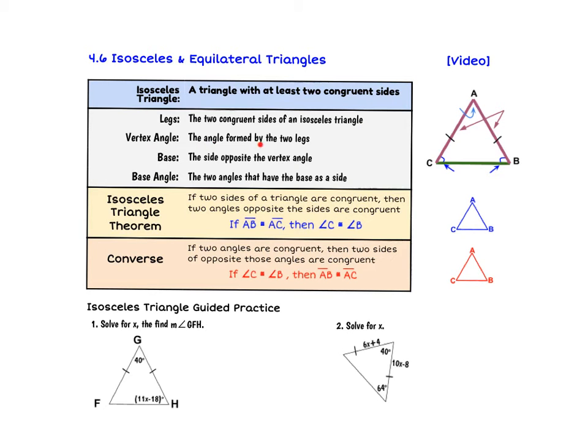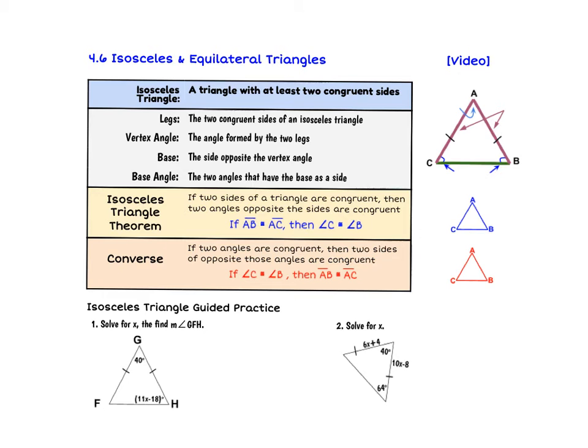Vertex angle, the angle formed by the two legs. So in this case, A here would be our vertex angle of the two legs AC and AB. Base, the opposite side of the vertex angle. So CB is our base because it's opposite our vertex angle A. The base angle, the two angles that have the same base as a side. So our base angles here would be C and B. So again, folks, A is our vertex angle, C and B are both our base angles.